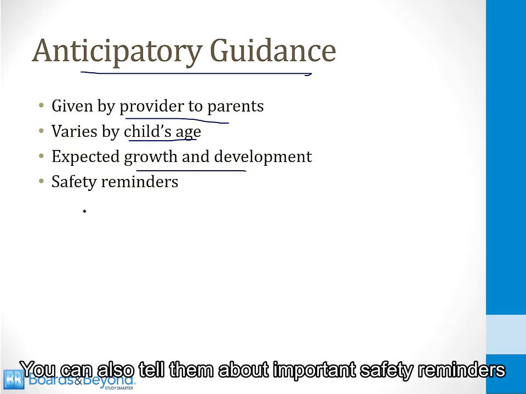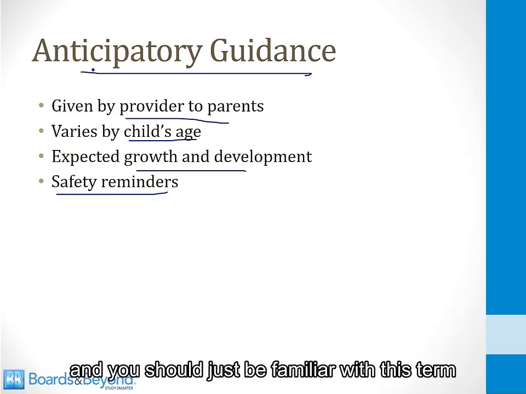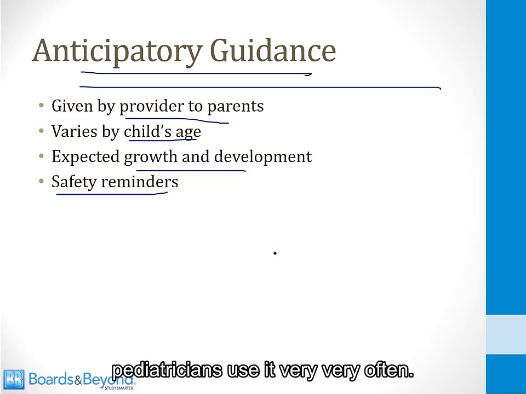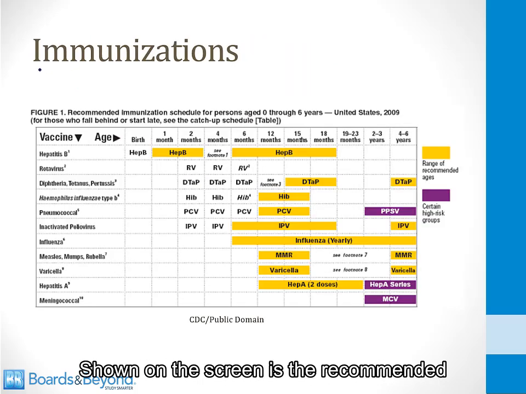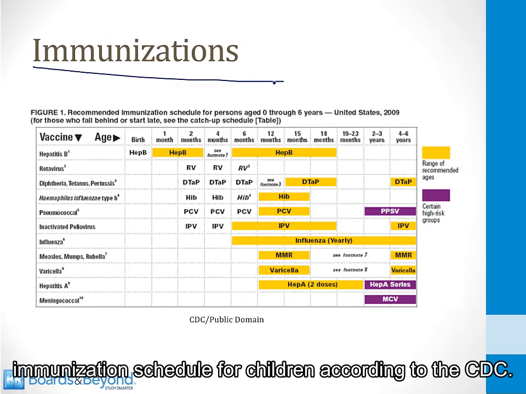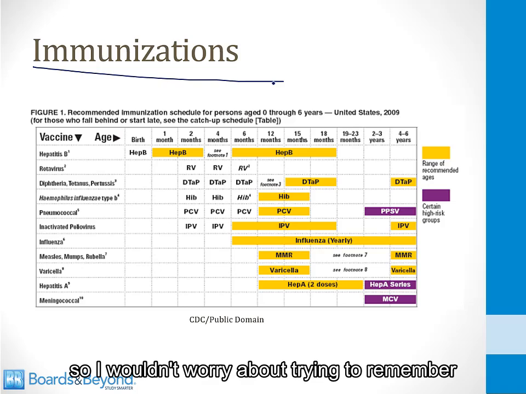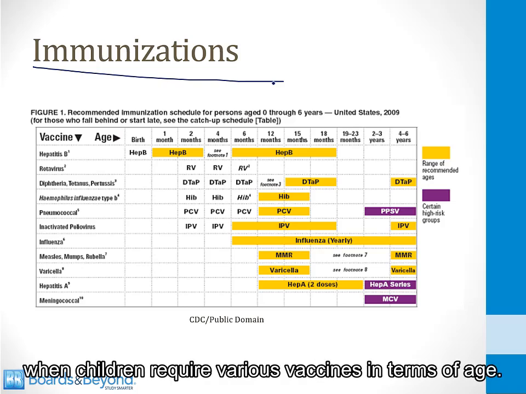You can also tell them about important safety reminders. And you should just be familiar with this term, anticipatory guidance. Your pediatricians use it very, very often. Shown on the screen is the recommended immunization schedule for children according to the CDC. No one can ever remember this unless you're a practicing pediatrician who uses it all the time. So I wouldn't worry about trying to remember when children require various vaccines in terms of age.